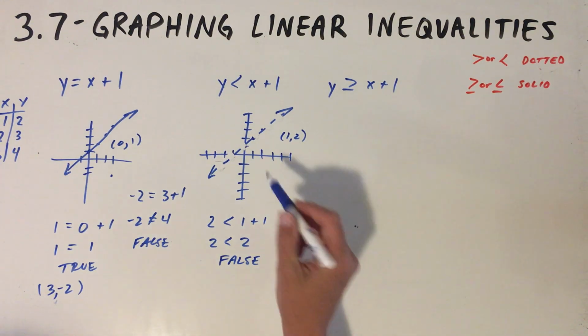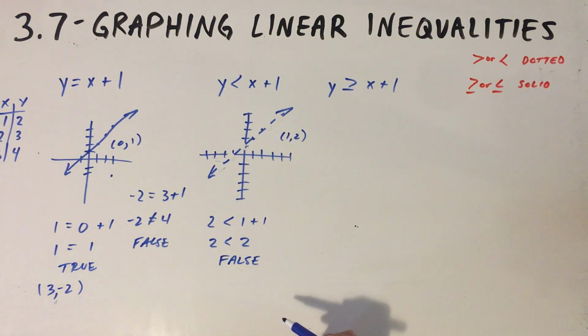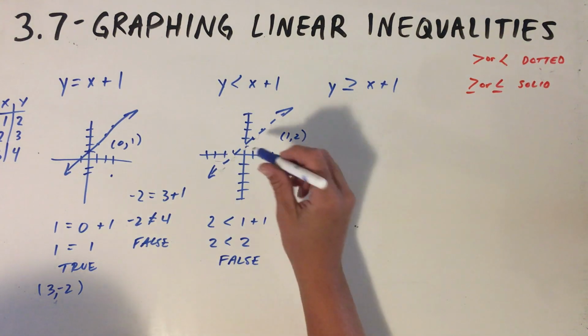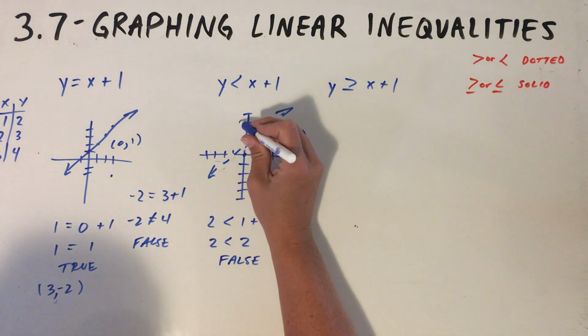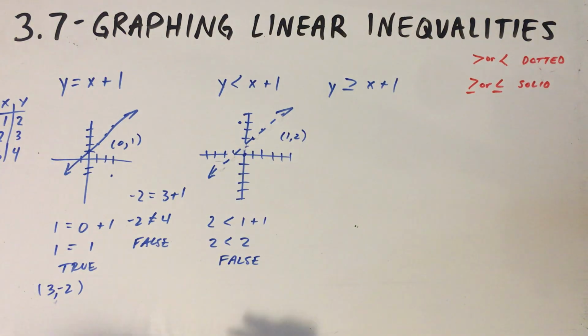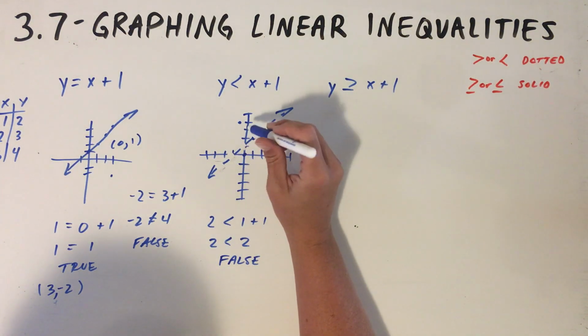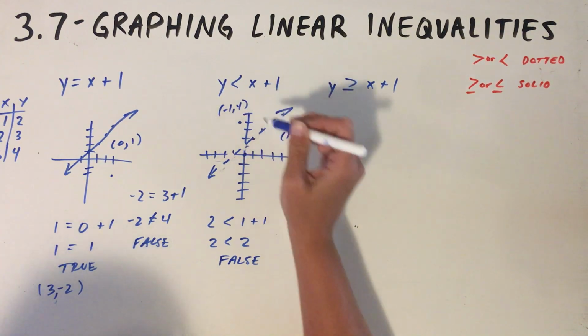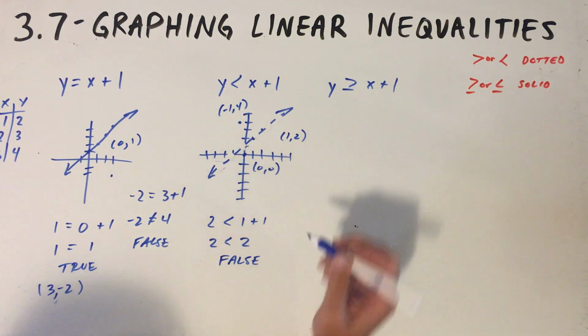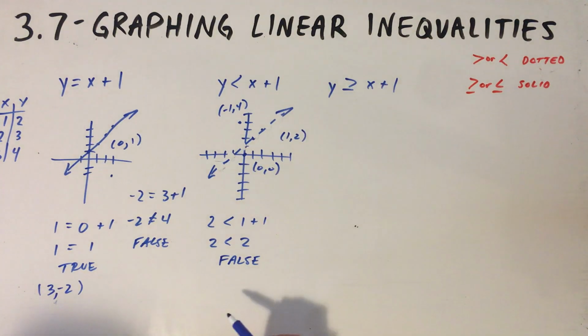Okay, but I'm not only talking about points on the line, I'm also wondering, what if I plug in this point here, or if I plugged in this point here? Do they make the statement true or false? Okay, well, let's say this is negative 1, 1, 2, 3, 4. So this is the point negative 1, 4. And this is the point 0, 0. So let's plug those into this inequality.